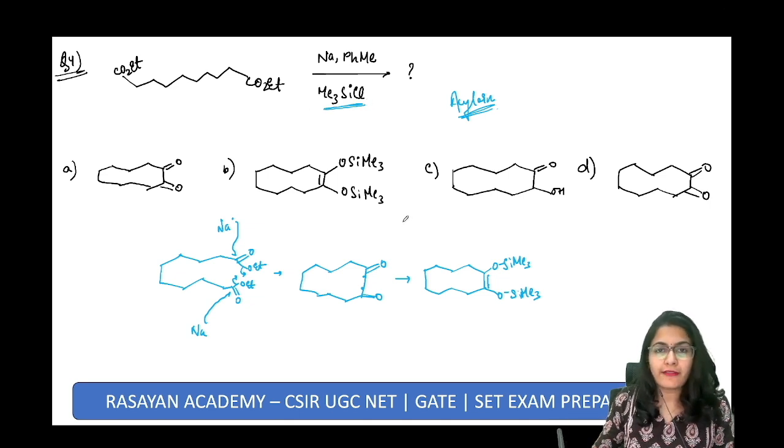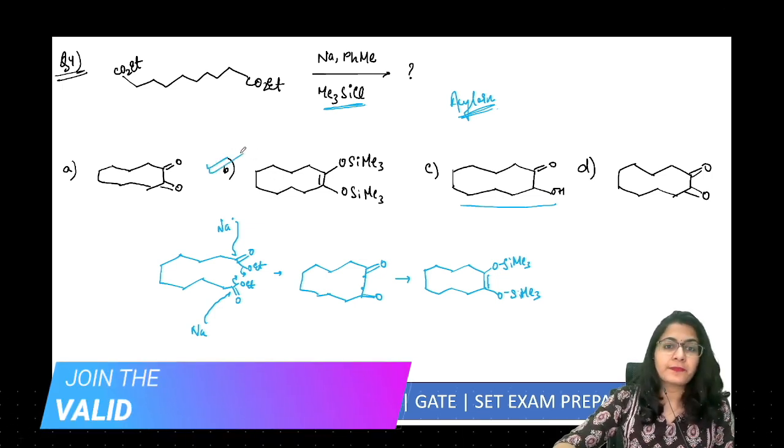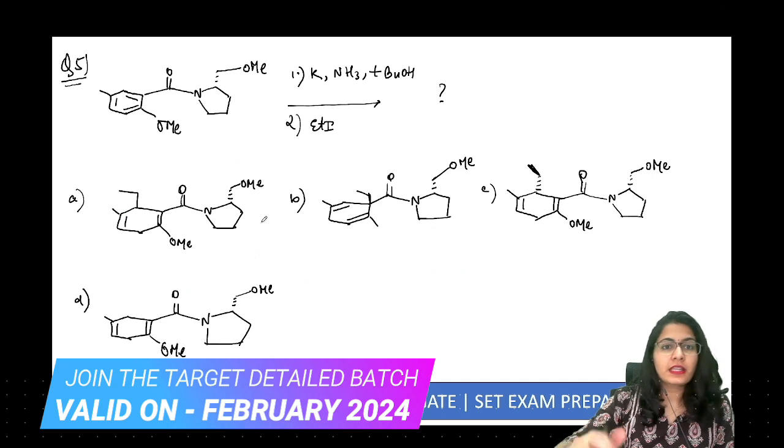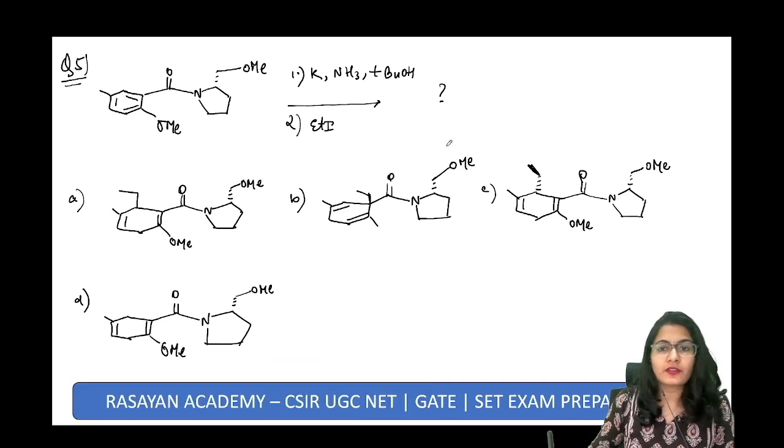Now we don't have aqueous workup. It is only a one-step reaction. Even though the final product after hydrolysis should be option number C, we don't have hydrolysis. That's why we have to say B is the correct answer. Alright, let's move onwards. Next question. Again, stop the video, do it by yourself.